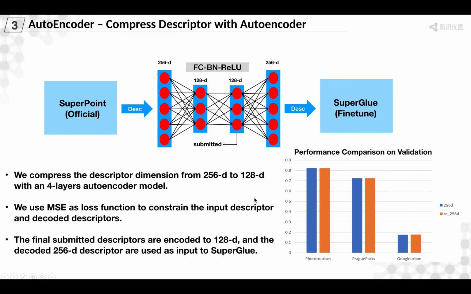To adapt to the official submission format, we also train an AutoEncoder model to compress the descriptor. The MSE loss is used to constrain the input descriptor and the decoded descriptor. The final submitted descriptors are encoded to 128 dimensions, and the decoded descriptor is used as the input of SuperGlue. The experimental results show that the decoded descriptors achieve similar performance on the validation dataset.